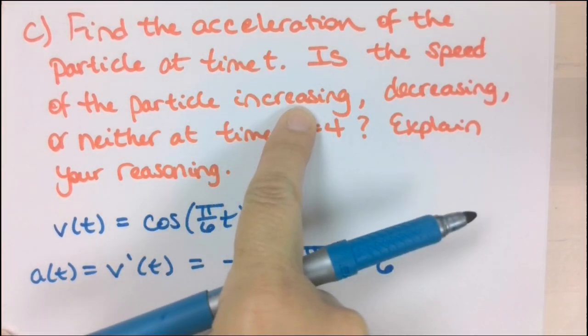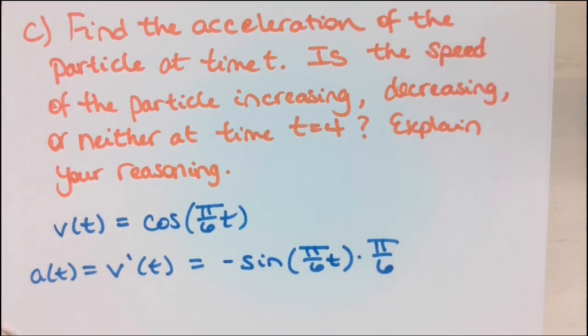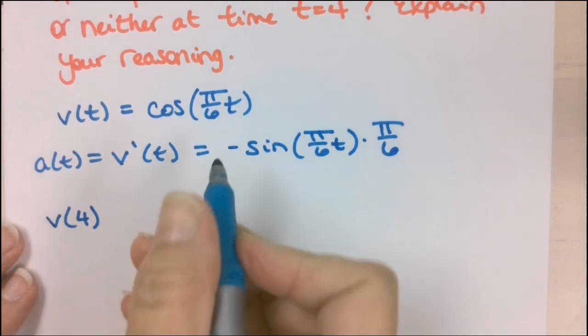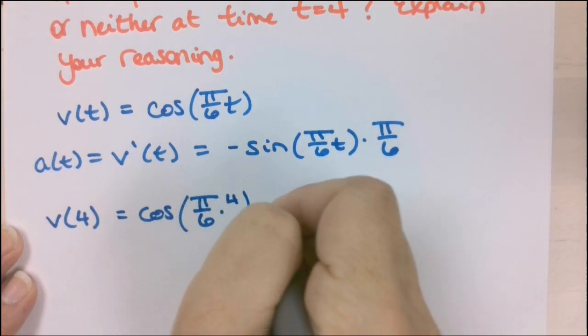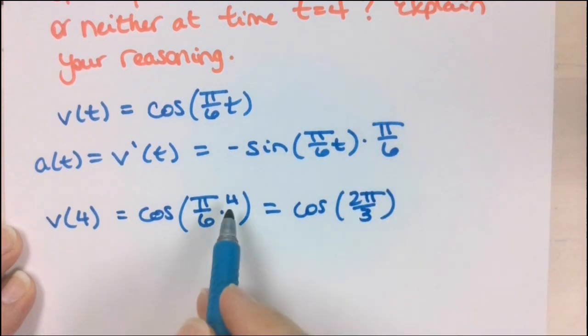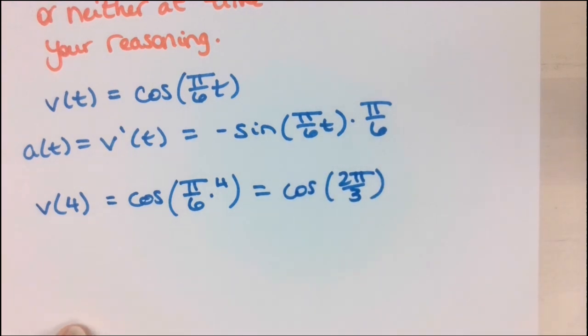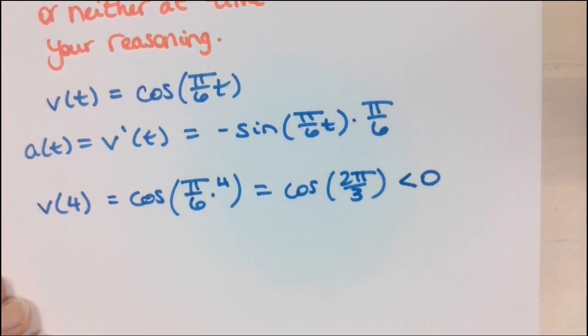Now we need to know, is the speed increasing, decreasing, or neither at t equals 4? Remember, for speed increasing or decreasing, we need both velocity and acceleration. We have to find both. So velocity at 4 is cosine of pi over 6 times 4, which is cosine of 2 pi over 3 if we reduce 4 over 6. We could find the exact value, but all that matters here is if it's positive or negative. 2 pi over 3 is in quadrant 2, and I know cosine is negative there, so that's less than 0.